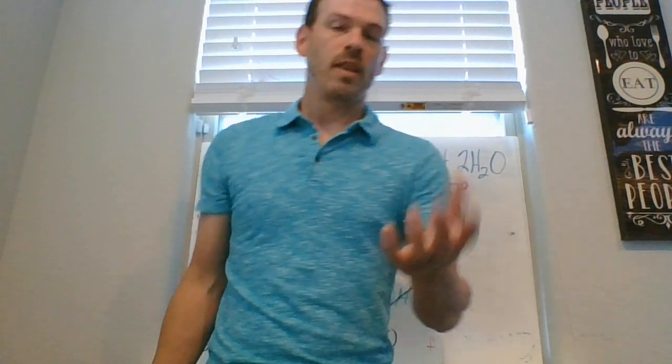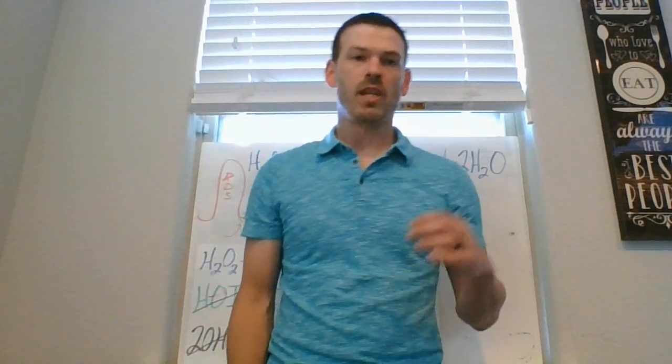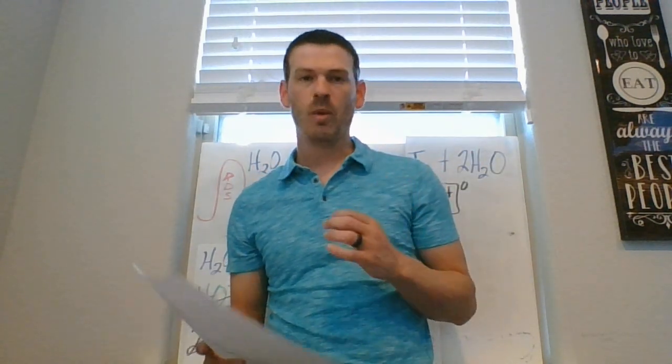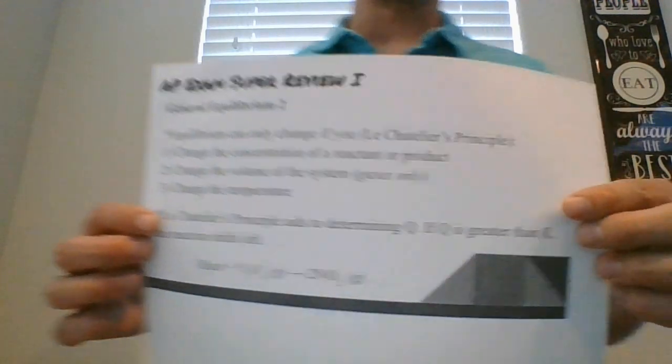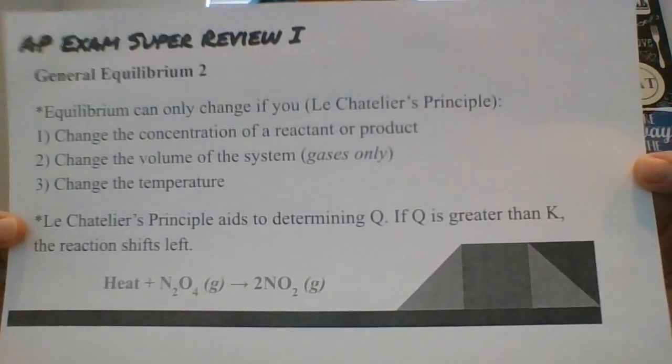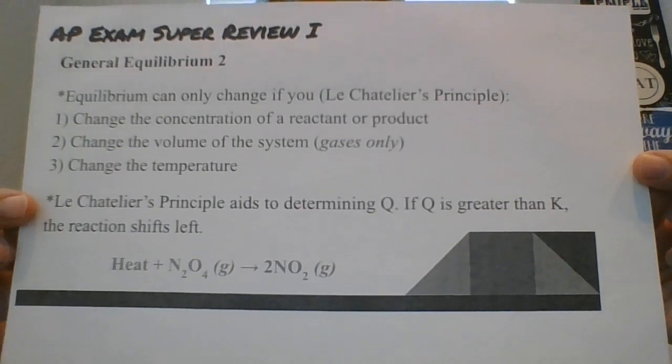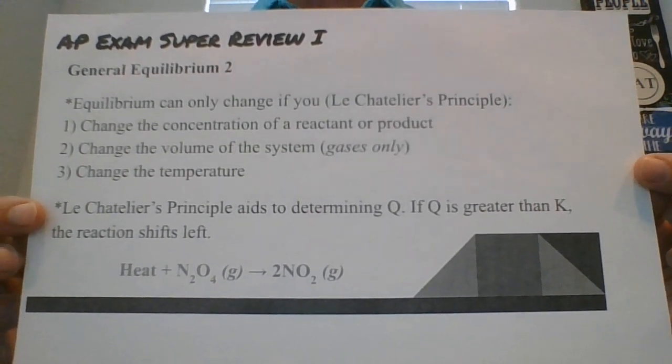Now, one of the things that we talked about after we wrote equilibrium expressions was, okay, well, what about when equilibrium is thrown off? The reaction's going to try to fix itself. And who gave us the ways that it fixes itself? That was Le Chatelier.